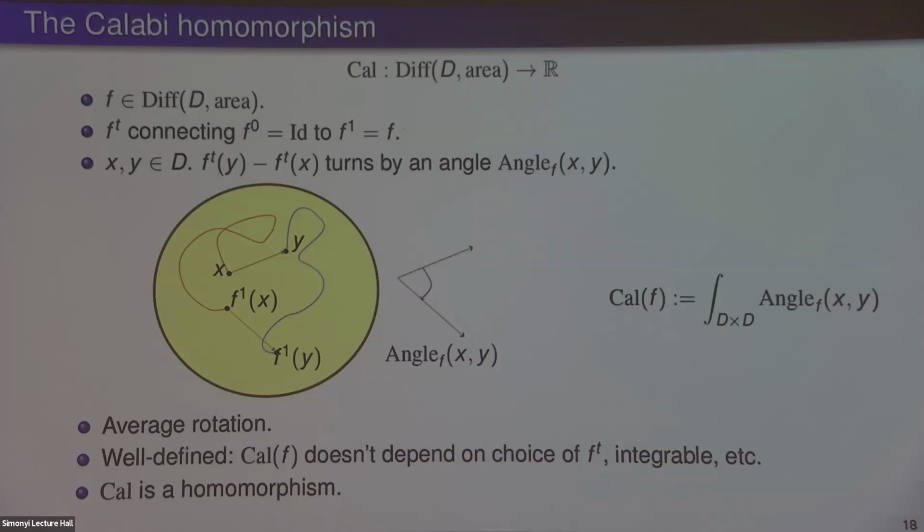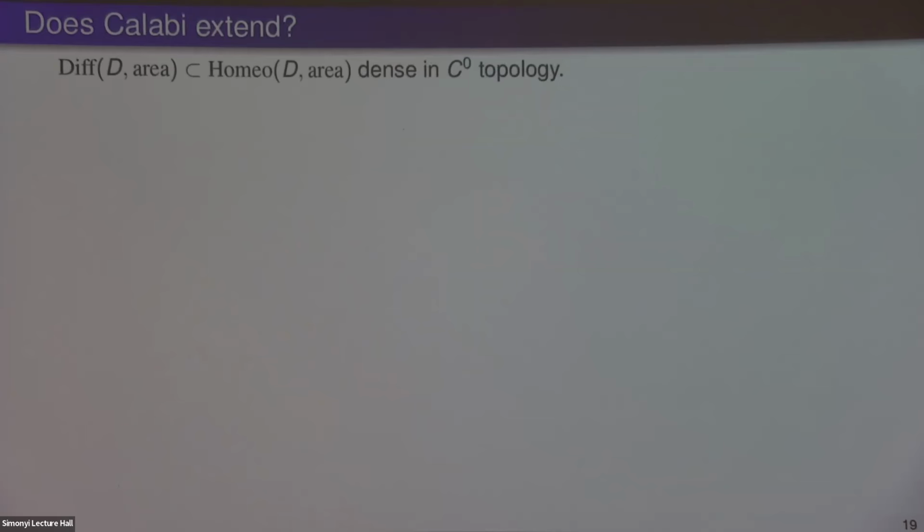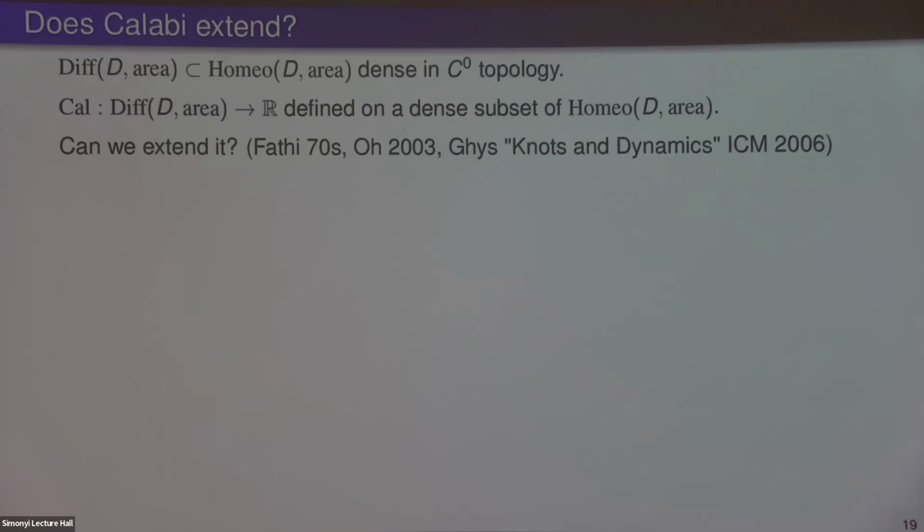Okay, so now let's take a look at where we stand with regards to the simplicity question. So we have area-preserving diffeomorphisms. We know they sit inside area-preserving homeomorphisms densely with respect to the C0 topology. You have this beautiful homomorphism defined on a dense subgroup of our group. So the natural question that immediately pops to mind, which was already in your mind, is can we extend it? And this question actually was already in Fati's paper. It resurfaced over the years. It was mentioned by O, and it also appears in a talk that I find very inspirational by Etienne, titled Knots and Dynamics. We will see this Knots and Dynamics talk comes back again and again in the talk. And the reason for this is obviously clear at this point, because if the answer is positive, then you take the kernel, and we're done.